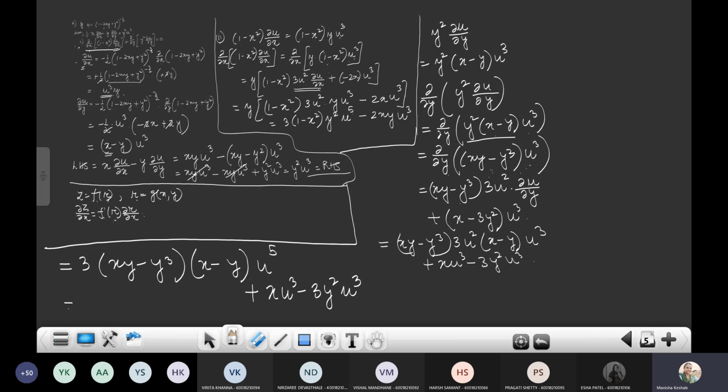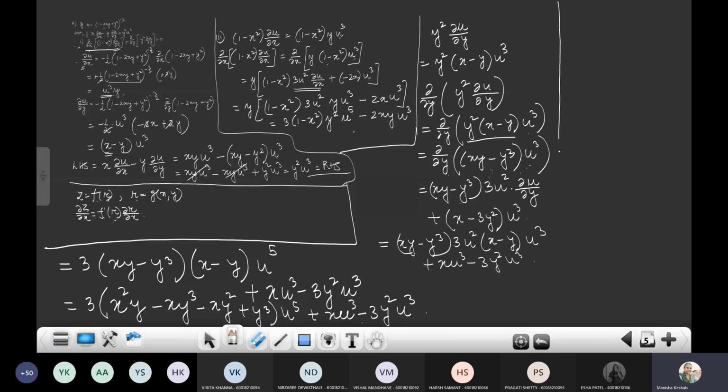Now you can simplify a bit more. So 3 into here we will get x square y. Then we have minus xy cube minus xy square plus y cube into u power 5 plus x u cube minus 3y square. Now just substitute in the left hand side. That's all. So if you substitute in the left hand side, so one part we have this and the other part we have, left hand side of 2. So we will get this.